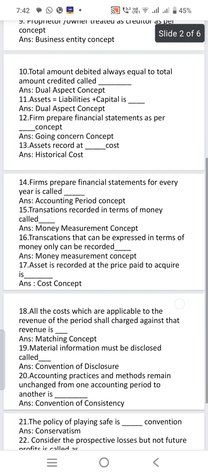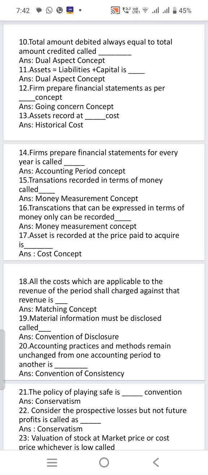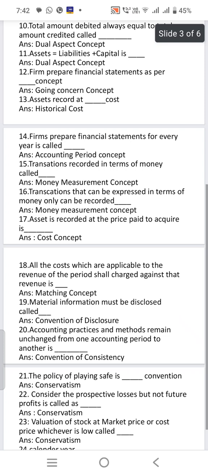The next question, 15th question: transactions recorded in terms of money is called. Already we explained in the definition of accounting. We enter the transactions in accounting in terms of money. That concept is called the money measurement concept. Next, the 16th question: transactions that can be expressed in terms of money only can be recorded. This concept is called the money measurement concept.